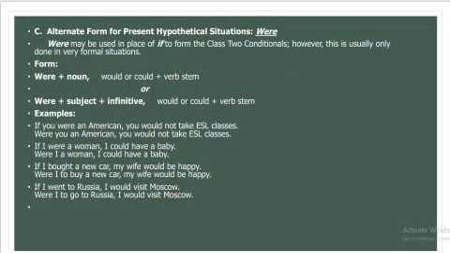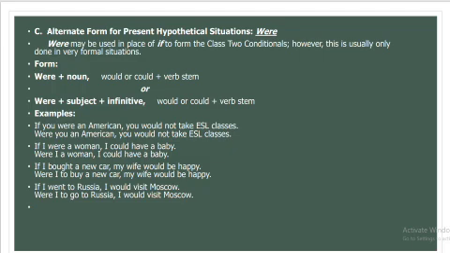Here is the alternate form for present hypothetical situations. Were may be used in place of if to form the class 2 conditionals. However, this is usually only done in very formal situations. Therefore, it is not ordinary, it is not usual. We can omit, or erase, if from the sentence, and we can use were instead.